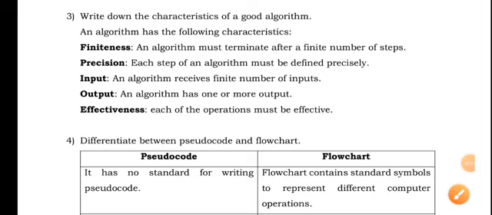Write down the characteristics of an algorithm. An algorithm has the following characteristics. Finiteness. An algorithm must terminate after a finite number of steps. Precision. Each step of an algorithm must be defined precisely. Input. An algorithm receives a finite number of inputs. Output. An algorithm has one or more outputs. Effectiveness. Each of the operations must be effective.